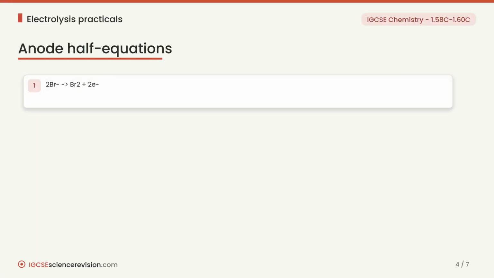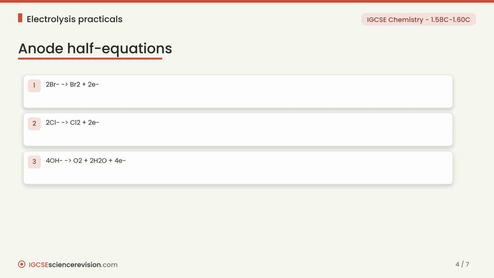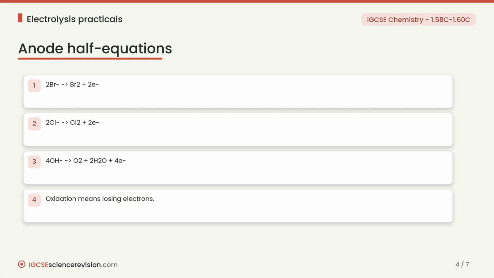At the anode, 2 bromide ions lose 2 electrons to form a bromine molecule. 2 chloride ions lose 2 electrons to form a chlorine molecule. When oxygen forms in an aqueous solution, 4 hydroxide ions form oxygen, 2 water molecules and 4 electrons. Every anode equation here shows oxidation by electron loss.